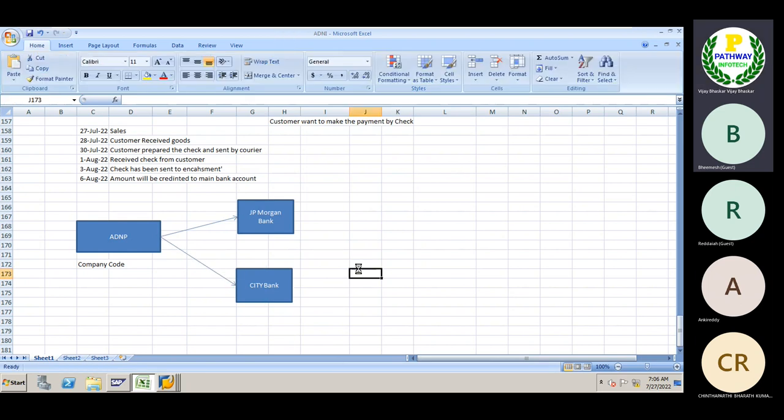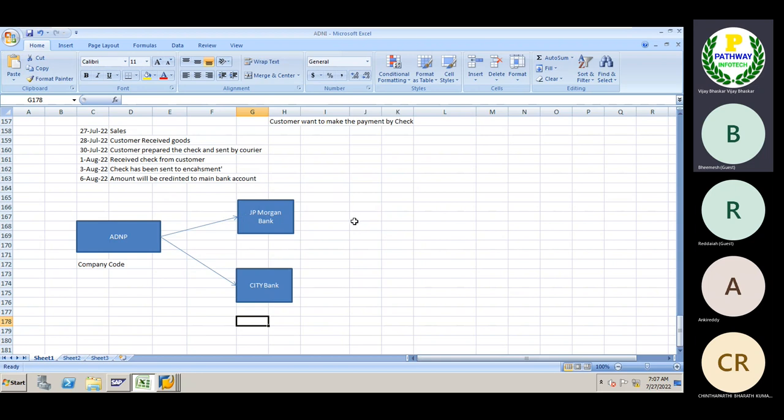Let us assume most of the transactions of my organization are happening through JP Morgan. So that is the reason our organization decided that we want to have a lockbox functionality through the bank. So what is a lockbox? First, we came to know we have two bank accounts. Now the lockbox functionality will be provided by the bank.